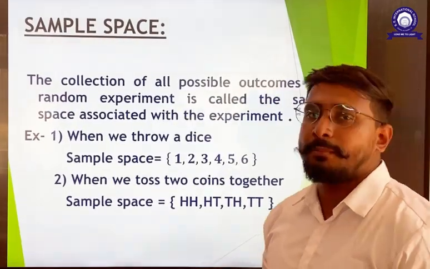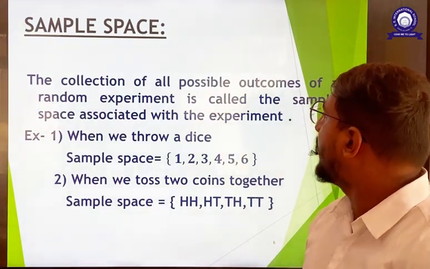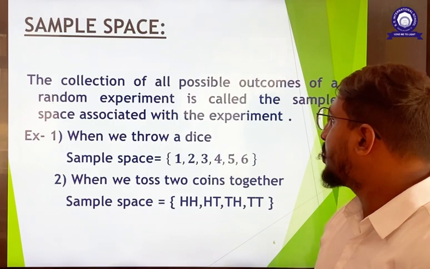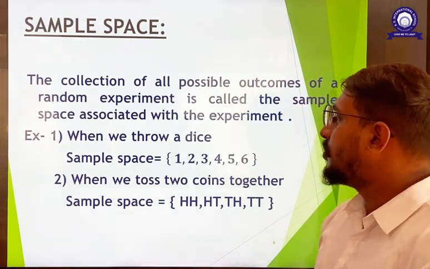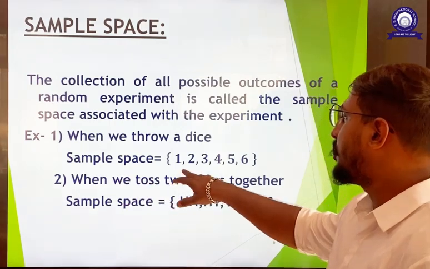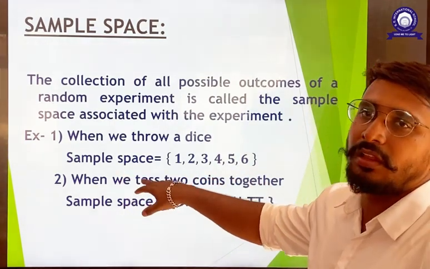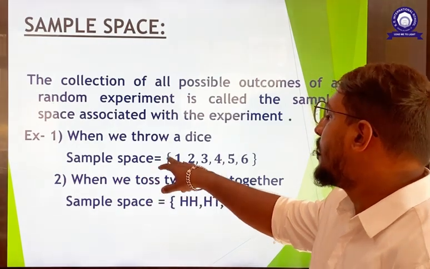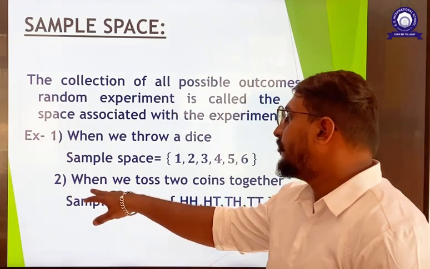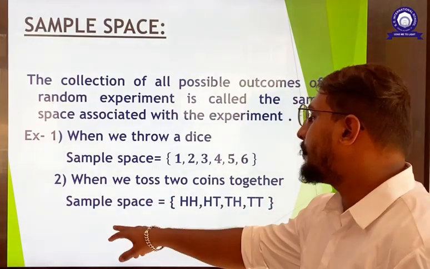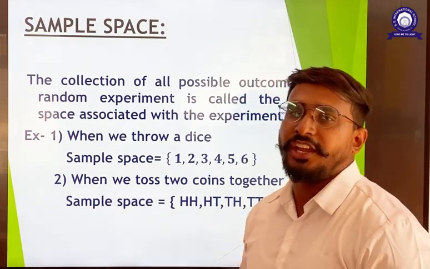Sample space. What is sample space? The collection of all possible outcomes of a random experiment is called the sample space associated with the experiment. Example 1: when we throw a die, the sample space is {1, 2, 3, 4, 5, 6}. One more thing, in a sample space we show the outcomes in brackets. When we toss two coins together, the sample space will be {HH, HT, TH, TT}.